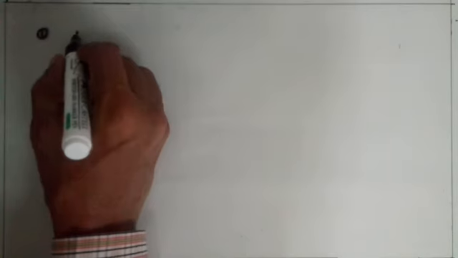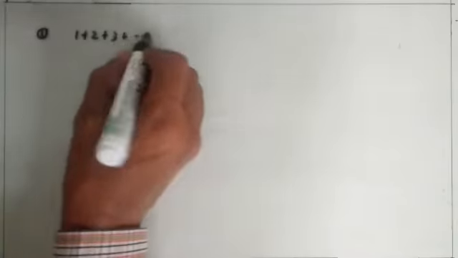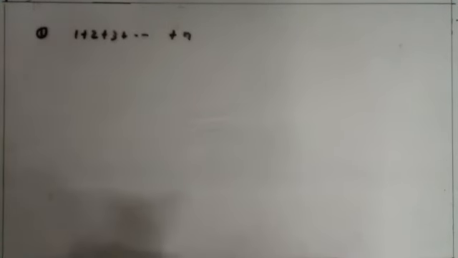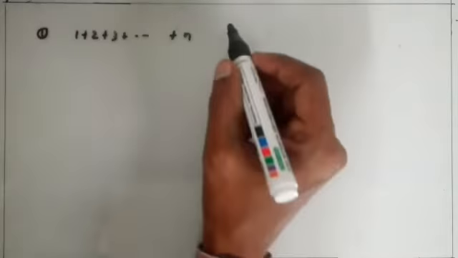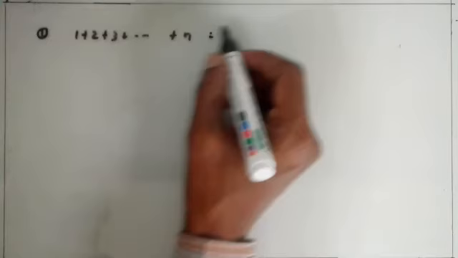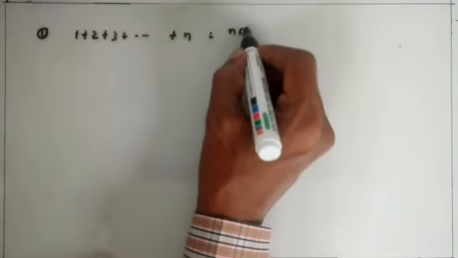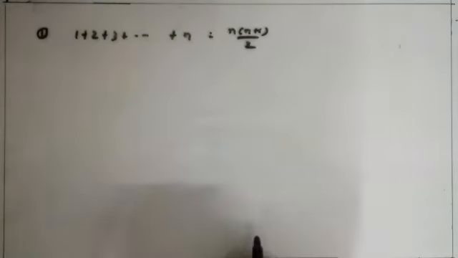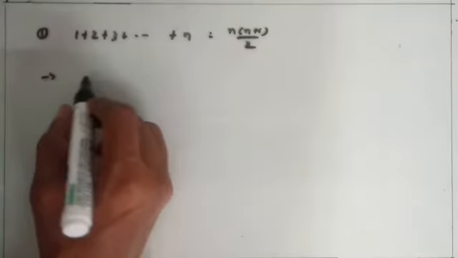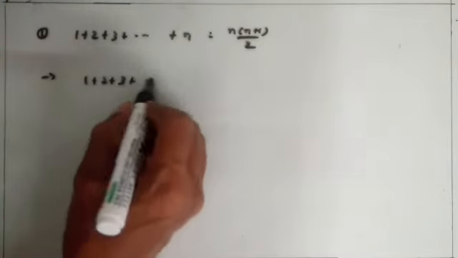First, 1 plus 2 plus 3 plus up to n. Remember this: it is the sum of the first n natural numbers. We already discussed this type of formula in the principle of mathematical induction. We know that 1 plus 2 plus 3 plus up to n is equal to n(n plus 1) by 2. Remember this.